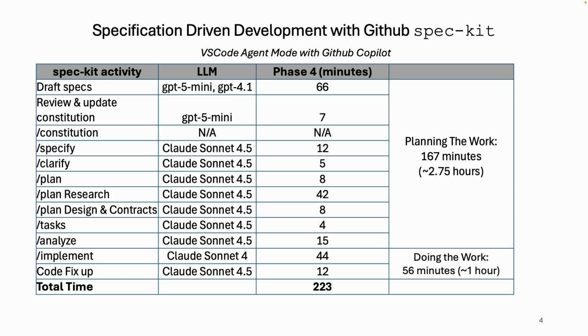What's striking here is that the work took about 167 minutes, or roughly 2¾ hours. The actual implementation, the /implement step, plus a small amount of code fix-up took just under 1 hour. That pattern is worth emphasizing. In an agentic workflow, the majority of effort shifts toward thinking, specification, and validation rather than typing code.